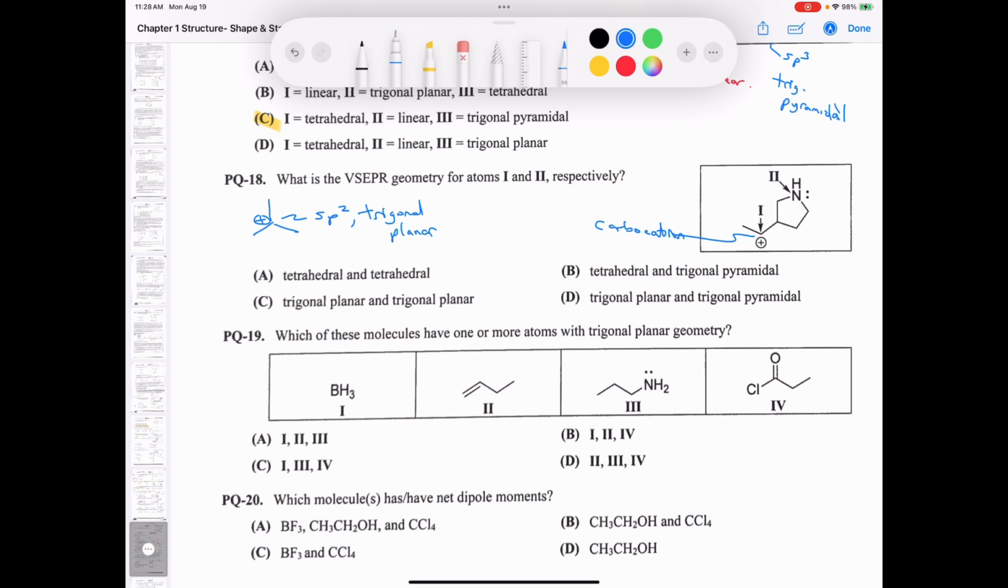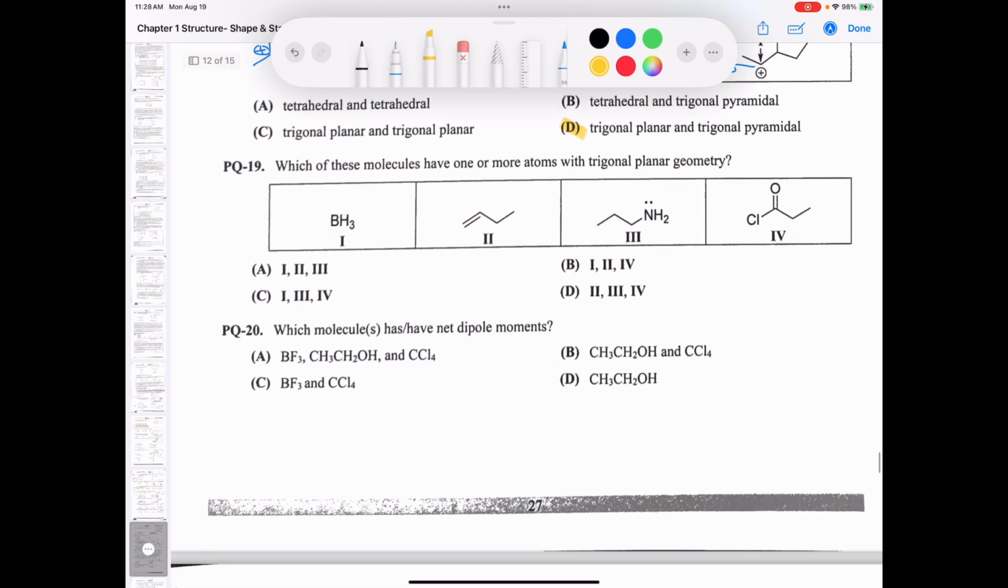If we look at number 2, is a nitrogen which has a lone pair on it. The lone pair is localized. It's not participating in resonance. So for the same reason as in the previous question, this is trigonal pyramidal. And so the answer to that one would be trigonal planar and trigonal pyramidal. And so the answer is going to be D.